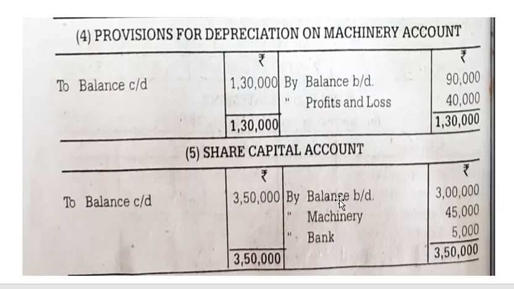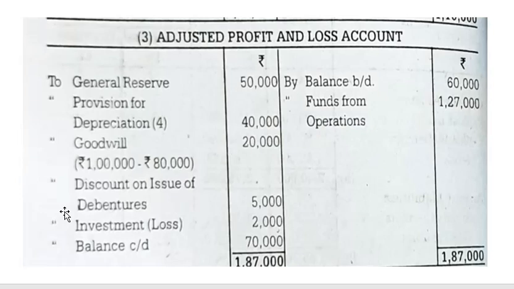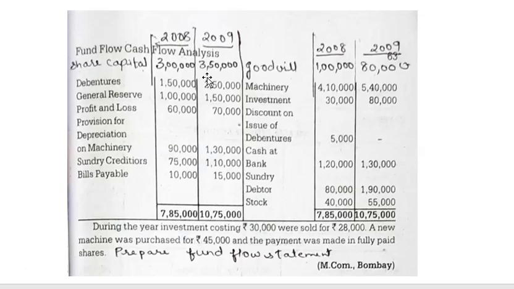Now comes adjusted profit and loss account. See, adjusted profit and loss account we have to open. First we have to write the opening balance. After that, one by one the adjustments. I have already explained in the problem itself which items will come in which account. So goodwill will come first, written off goodwill.